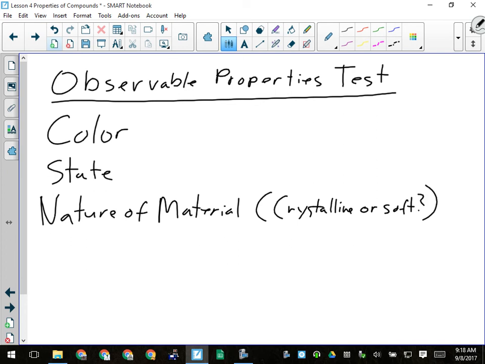Like butter is a solid, but I think it'd be pretty hard to argue that it's crystalline. It's not. It's soft, right? Candle wax, same thing. It's not crystalline. It's soft. Smell, yeah. And again, we want to do that by wafting, not snorting. We don't want to snort any of the unknown compounds. Most of those would not work out very well for you.